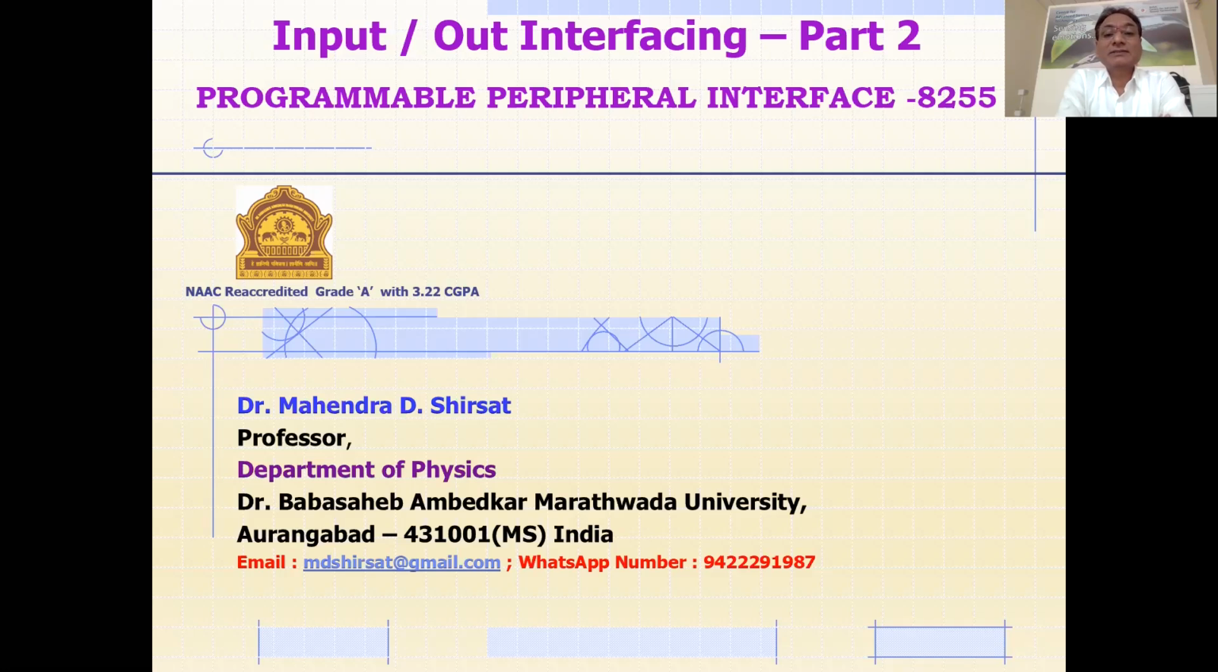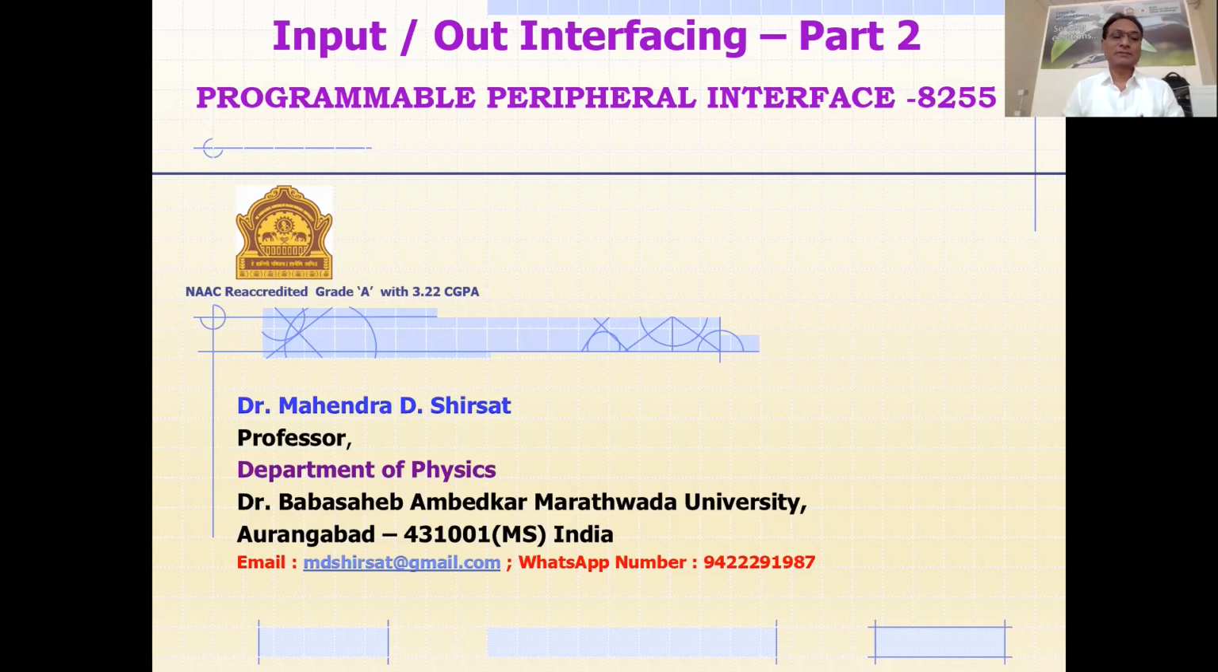This section talks about the discrete input circuit, which takes care of the mismatching between the input device and the microprocessor, and the discrete output circuit, which takes care of the mismatching between the microprocessor and the output device. Rather than having two different circuits, you can have the integrated programmable peripheral interface IC, which is the 8255. This 8255 consists of both the input interface as well as the output interface circuit.